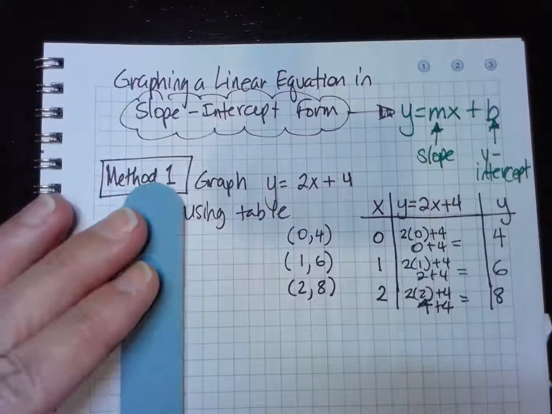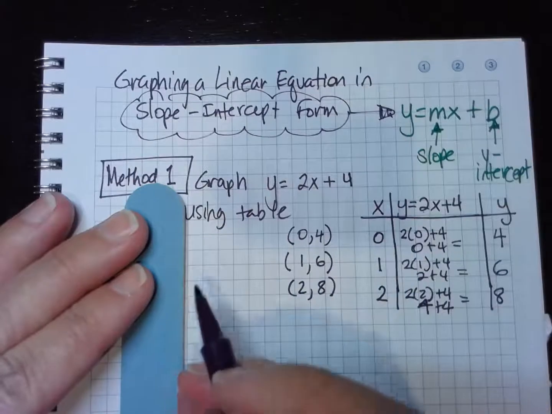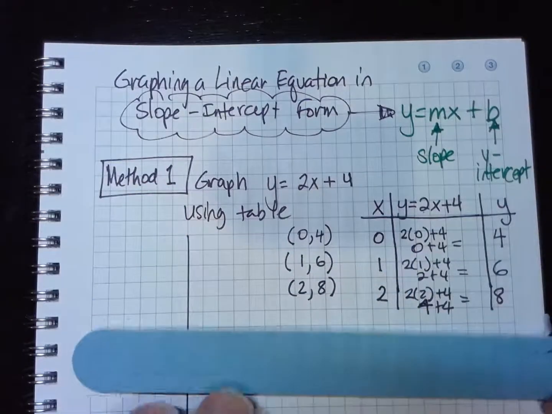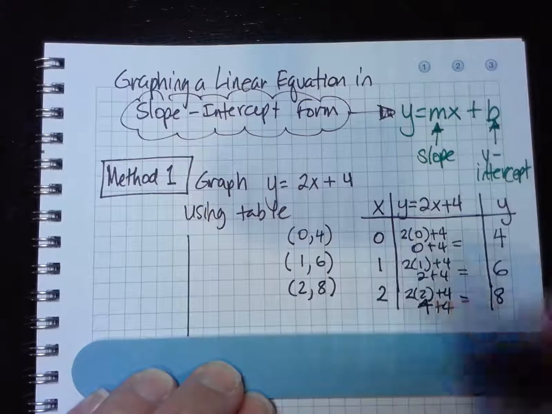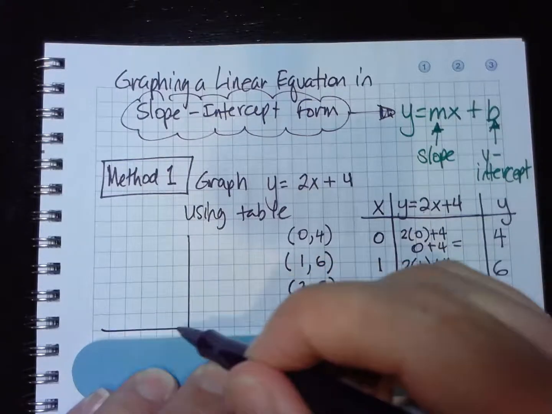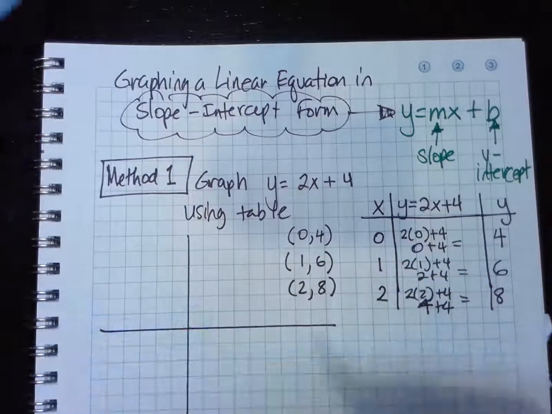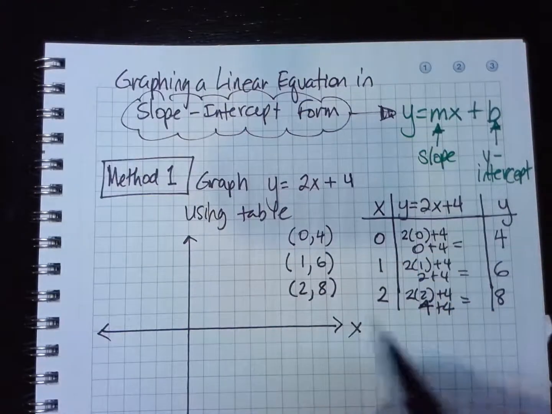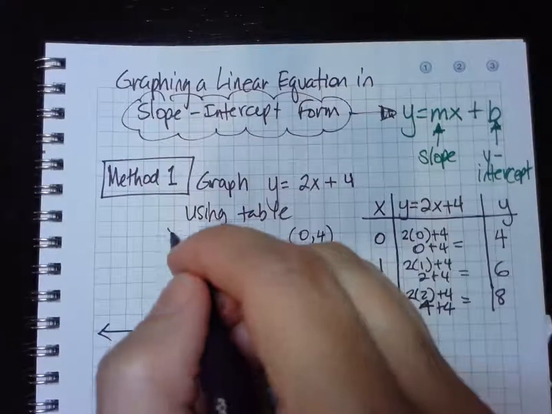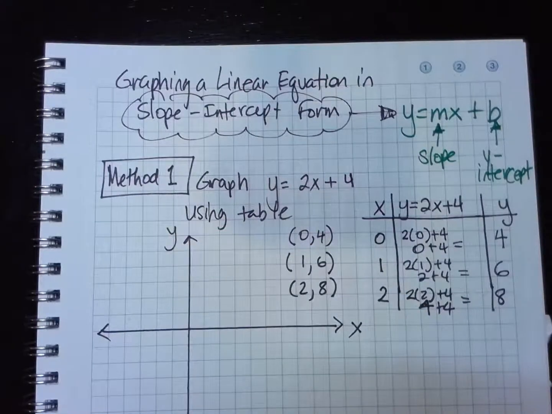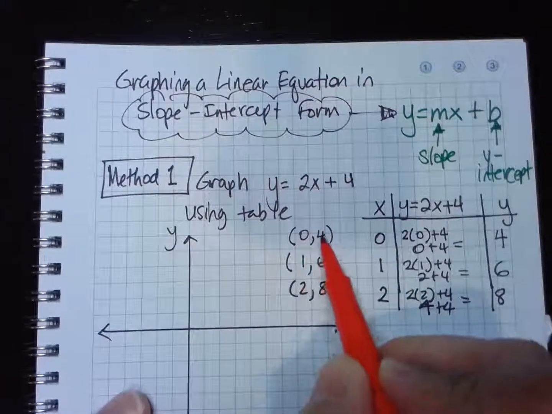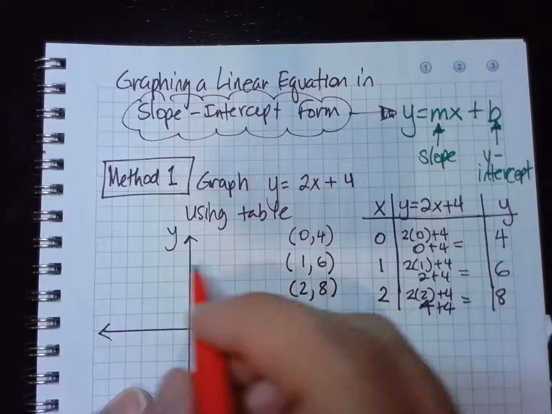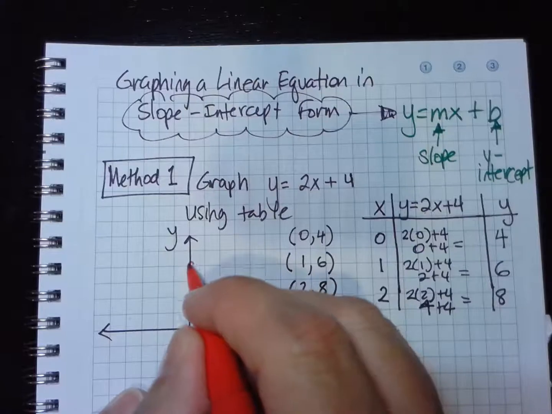So then you would make a coordinate plane. You only need 2 points to graph a line. You don't need 3. That third point is a checkpoint, and so we'll look and see what we get. Here's the x-axis, here's the y-axis. So my first point is 0, 4. It says don't go right or left, just go up 4. So 1, 2, 3, 4.